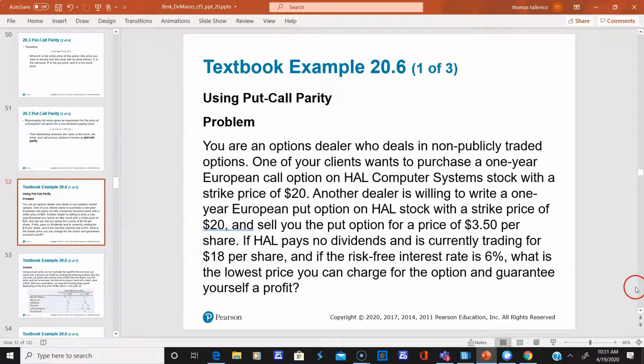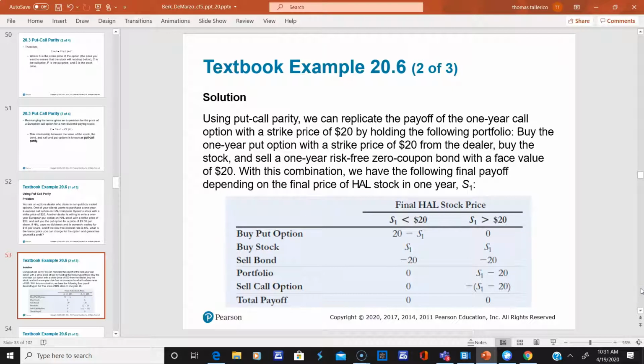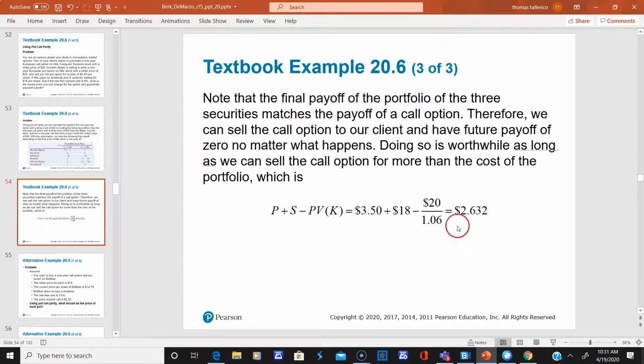And here's an example where you can use that simple equation and plug in a couple of numbers. You just go through this. And here is the equation, and that tells you the price of the call. So you can sell the call option to your client and have a future payoff of 0 no matter what happens.